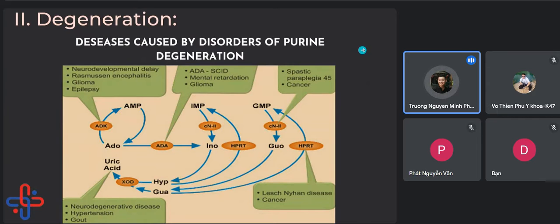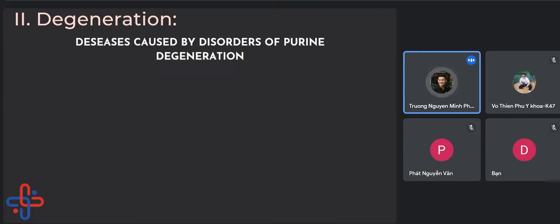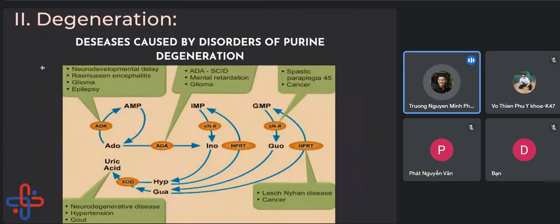Well, there are also some unfortunate diseases caused by disorders of purine degradation. For example, here we have, I'm sorry, can you turn back the slide? Yeah. As you can see, from uric acid we have hypertension, neurodegenerative disease, or gout. Another example, like CN2, we have spastic paraplegia 45 or cancer. So next, please.